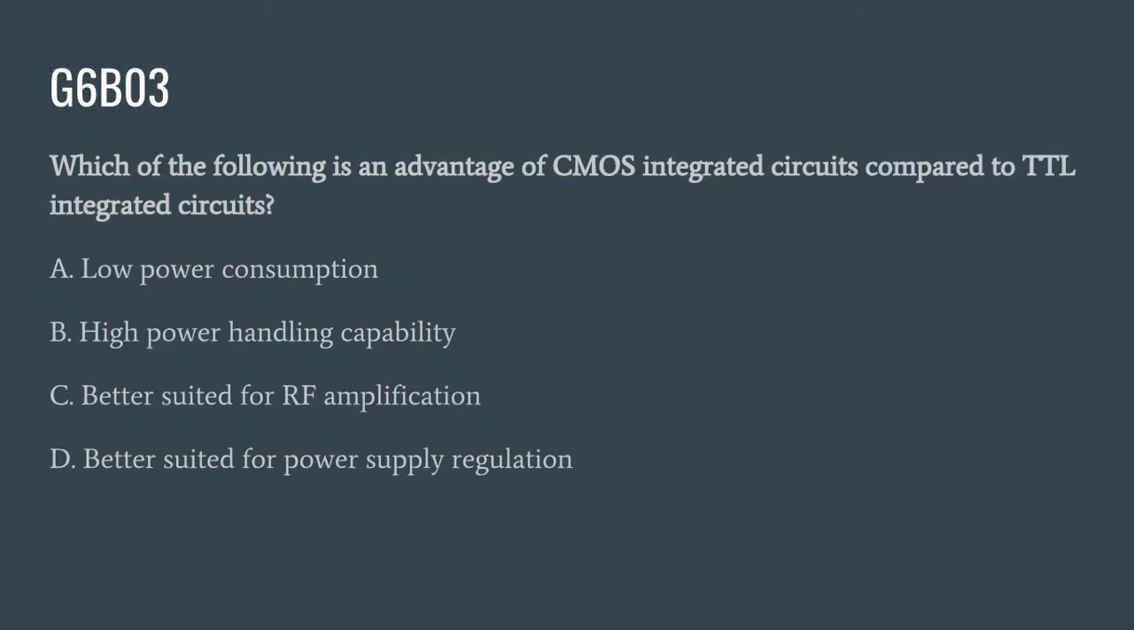G6B03, which of the following is an advantage of CMOS integrated circuits compared to TTL integrated circuits? A, low power consumption, B, high power handling capabilities, C, better suited for RF amplification, D, better suited for power supply regulation. Correct answer A, low power consumption.